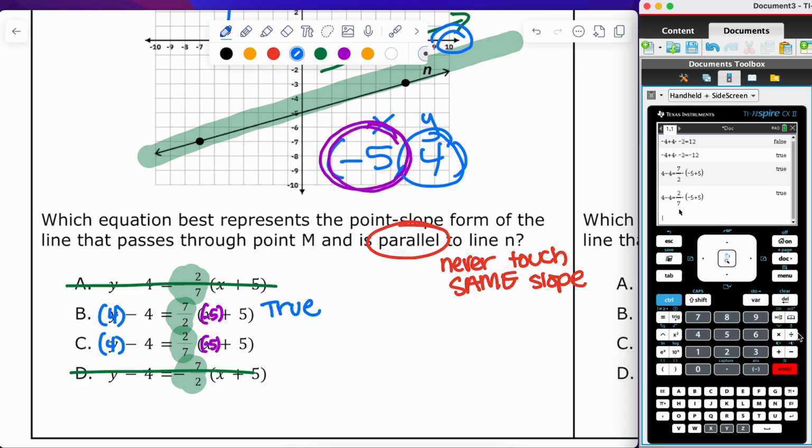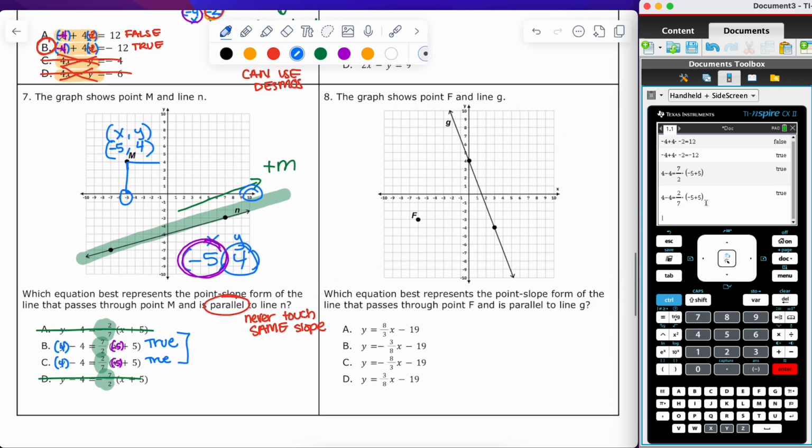Enter, and oh, no. Oh, I already made copies of this. This shouldn't come back true. It did, but there's only supposed to be one right answer. I messed up. So sad. But they're both true.